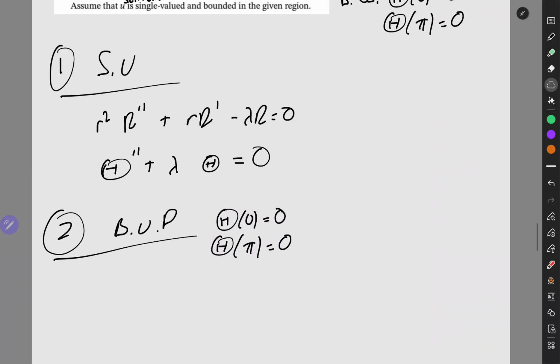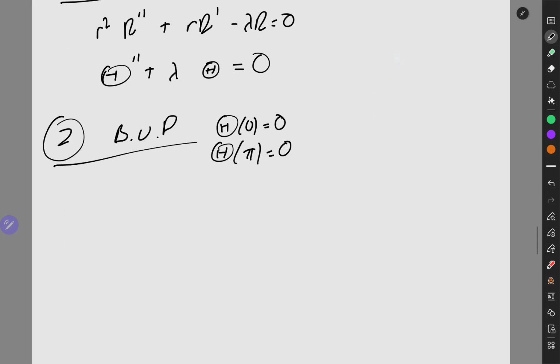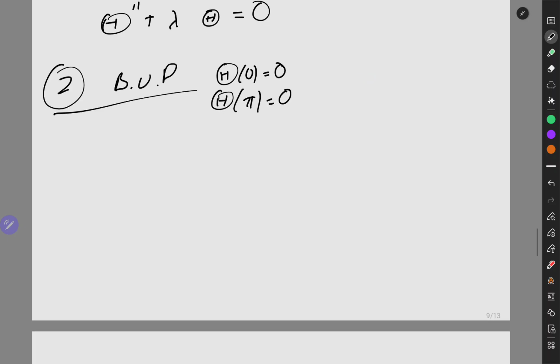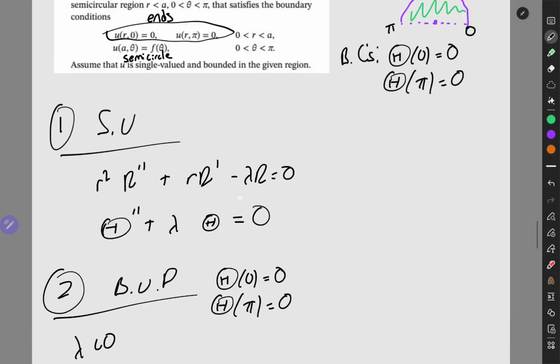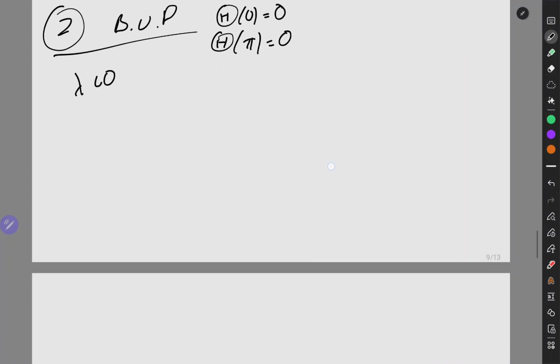Because remember, the region varies in theta. It's a circle. Think about it that way. So for this problem, we know from experience for a Dirichlet boundary condition, the case when lambda is less than 0. By the way, this is for the case when the separation constant is equal to positive lambda, in case you're wondering. That's how I use it for all of my videos here.